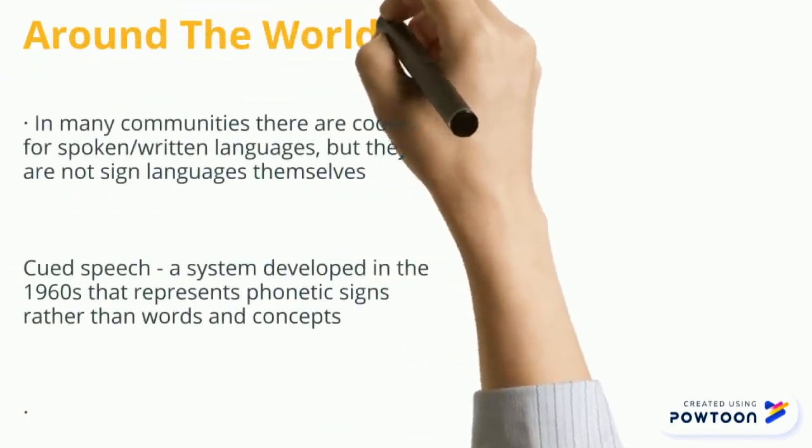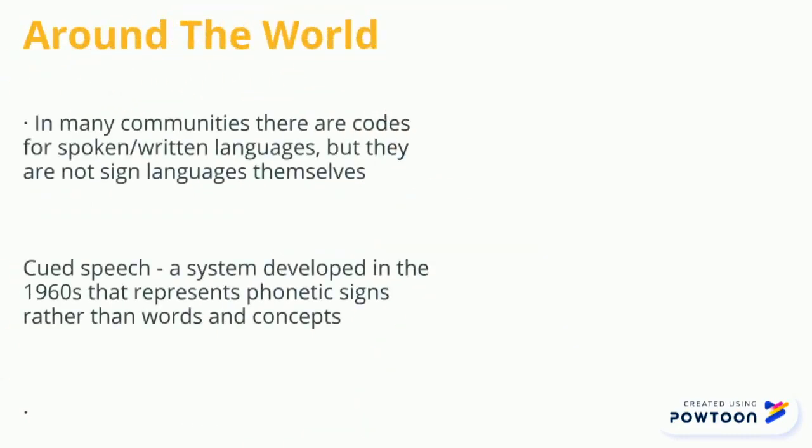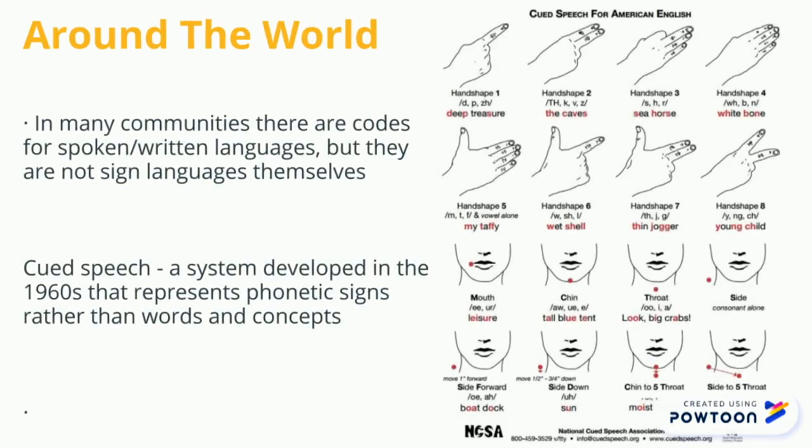In many communities around the world, while there may not be official sign languages, there are codes for spoken and written languages. For example, cued speech is a visual communication system that was developed in the 1960s and uses 8 hand shapes in 4 different placements near the face in combination with mouth movements in order to represent phonetic signs rather than words and concepts.